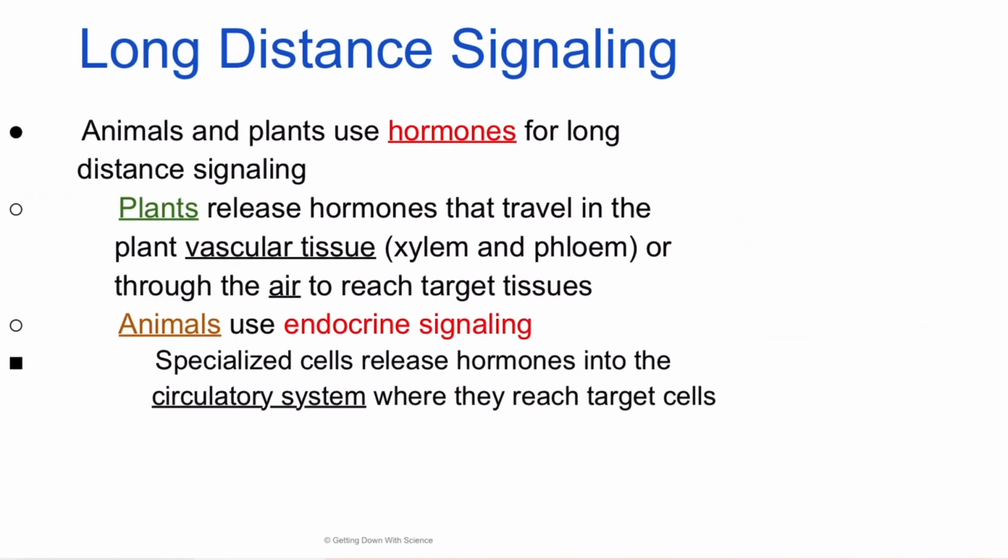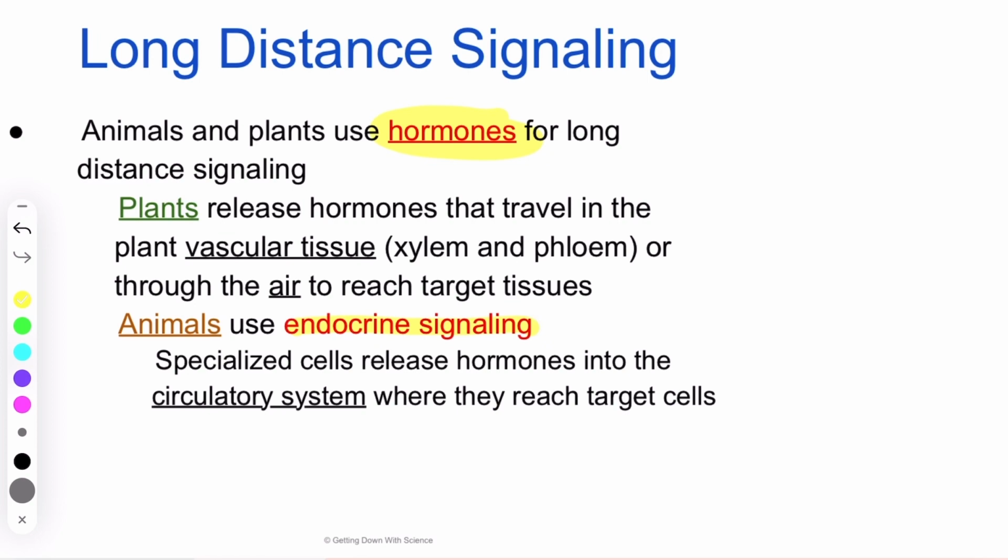Then you have long distance signaling. So long distance signaling is typically going to be using hormones. In plants, an example of the use of hormones is going to be releasing hormones that travel through the vascular tissue, so xylem and phloem, the tubes that transport water and other nutrients throughout the plant, or through the air to reach target tissues. In animals, this is going to be dealt with endocrine signaling.